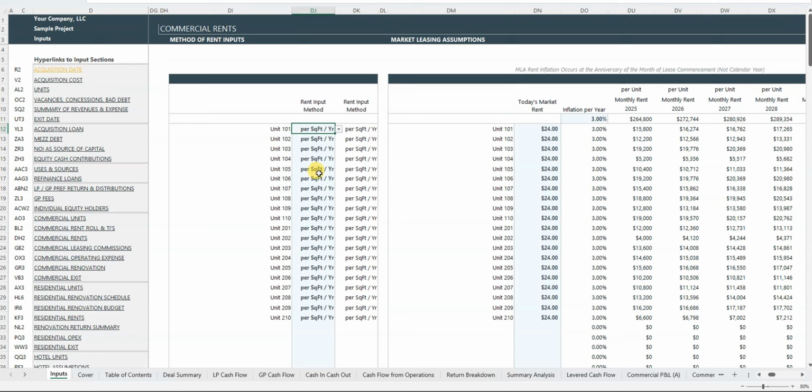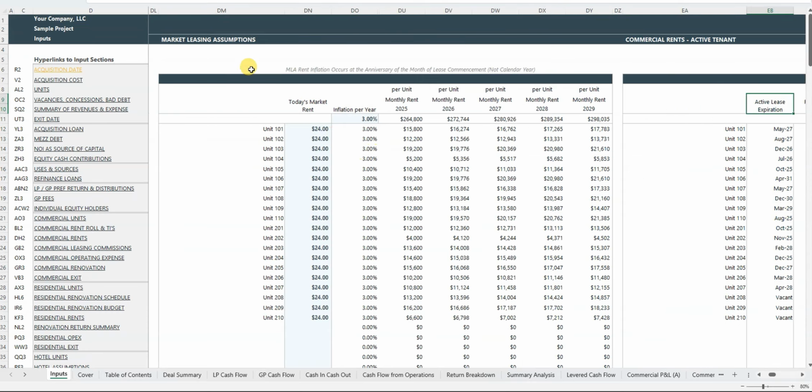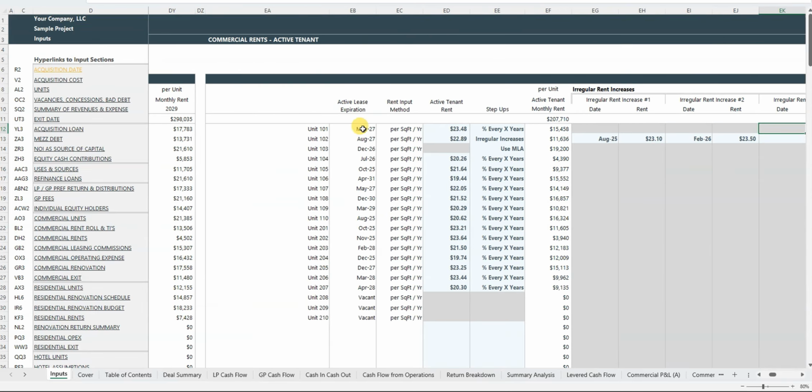I can toggle unit by unit how I want to input my rent, so I can do per square foot per year, per square foot per month, or per unit per month. Here are my market leasing assumptions. The model recognizes that your current rents in the building might not be market rent, so you can input what you think your market rent assumptions are in each year, and then you can reference that for your projections on rents later.